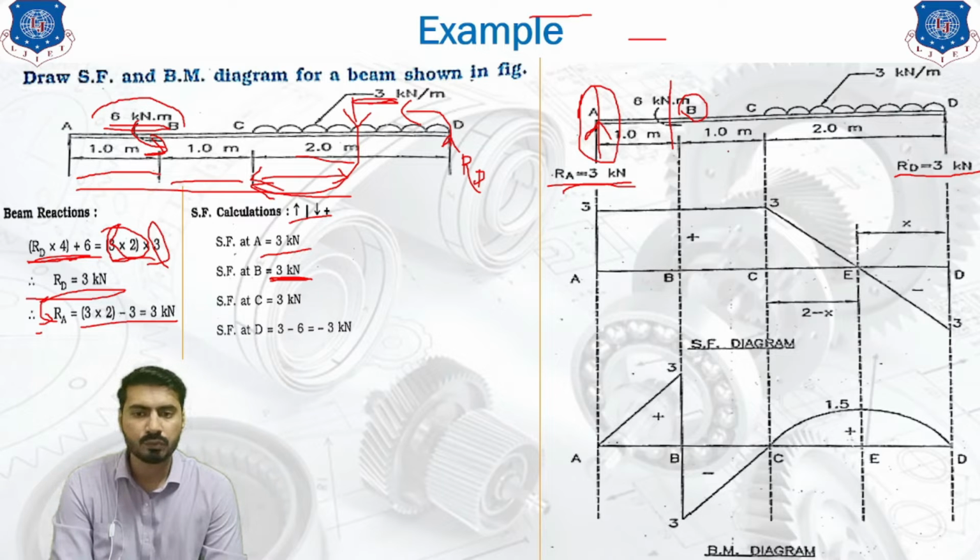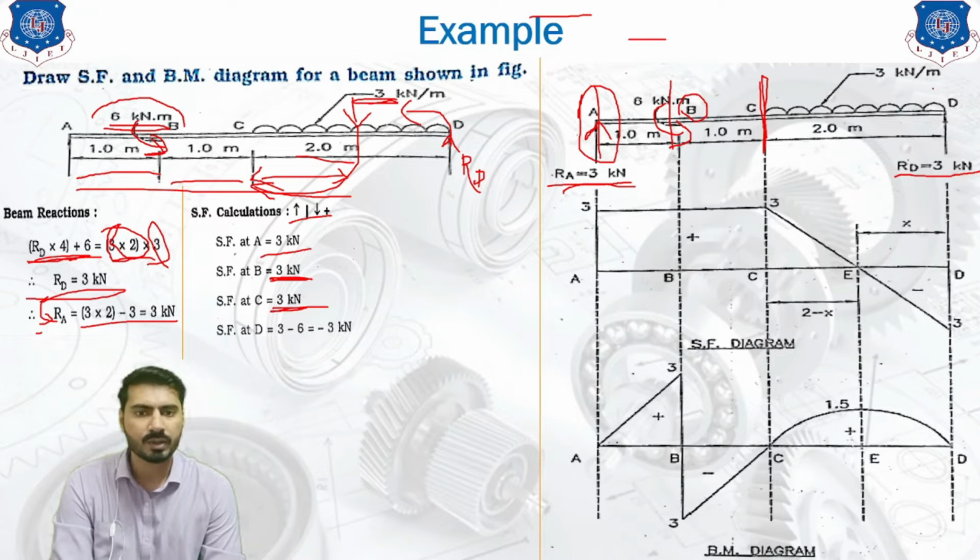Now we'll move forward to the point C. If you draw an imaginary section over here and take the left hand side, then in the left hand side again only one force is acting. This is our moment or a couple. This is not a shear force. So we don't have to add or subtract it from the RA value. Okay, so we are calculating only shear force. So we need to focus on the shear force only. So 3 kilonewton is the remaining value from the left hand side algebraic sum.